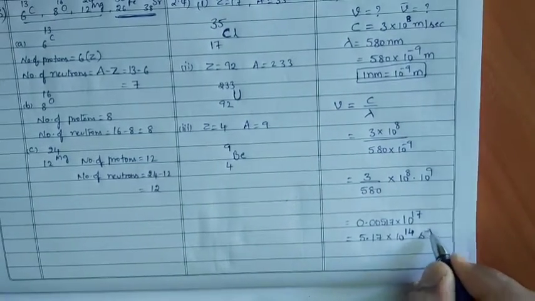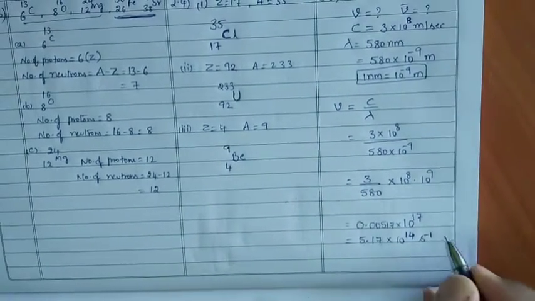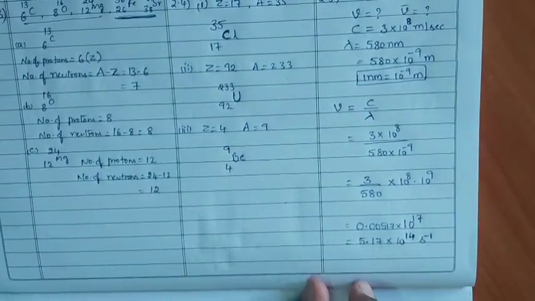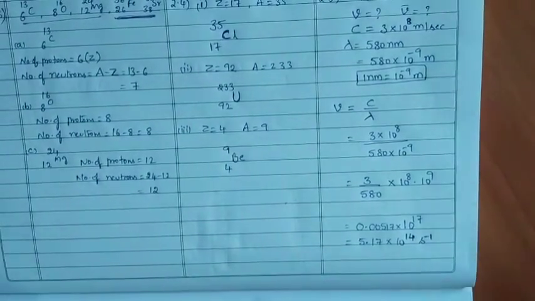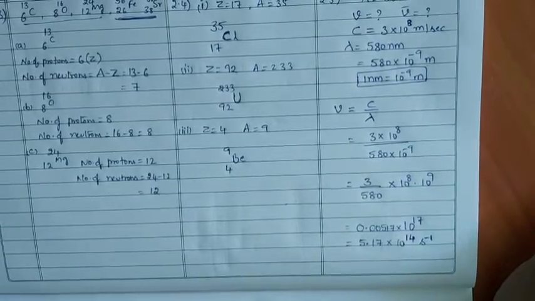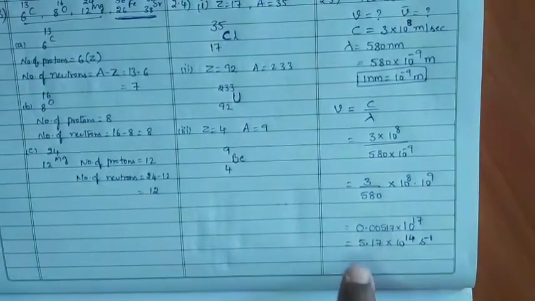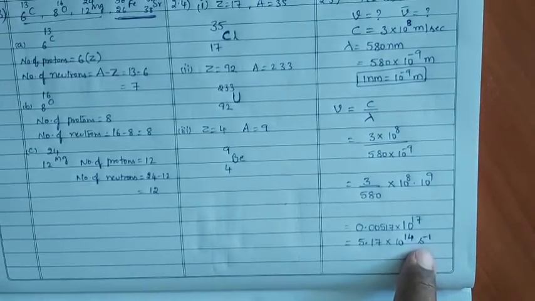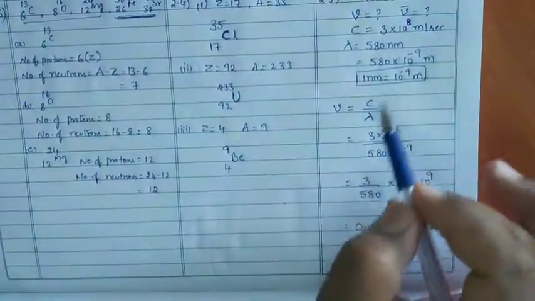The unit is per second. Units are also very important. If you forget the units, half a mark or 1 mark might be reduced, so we have to take care. Units must be written correctly. Next, the nu value we found.